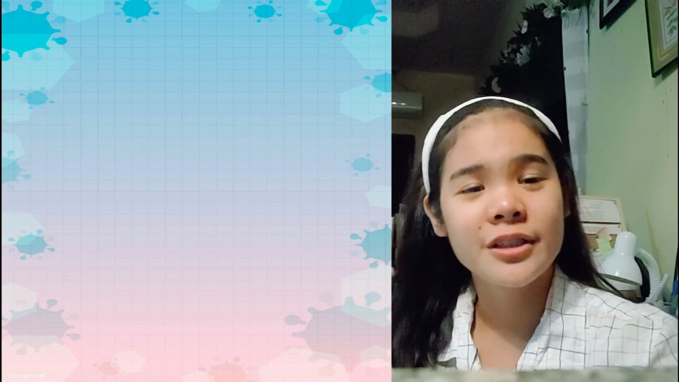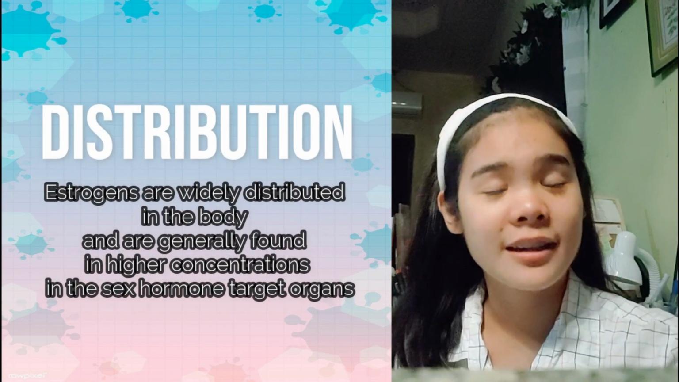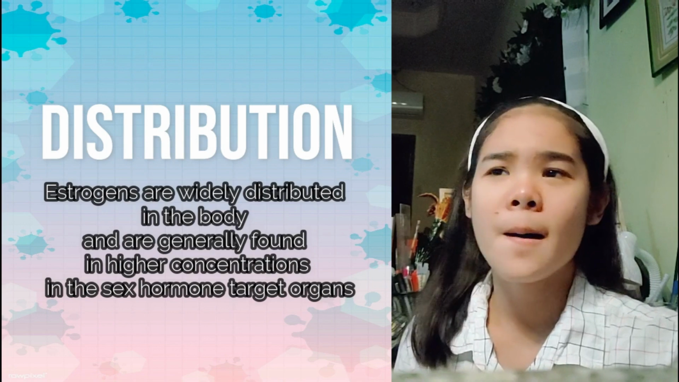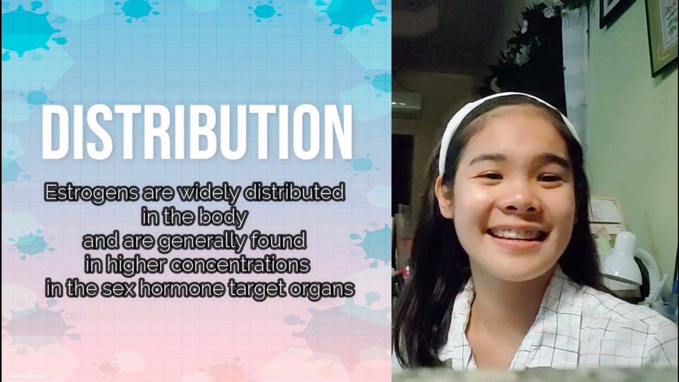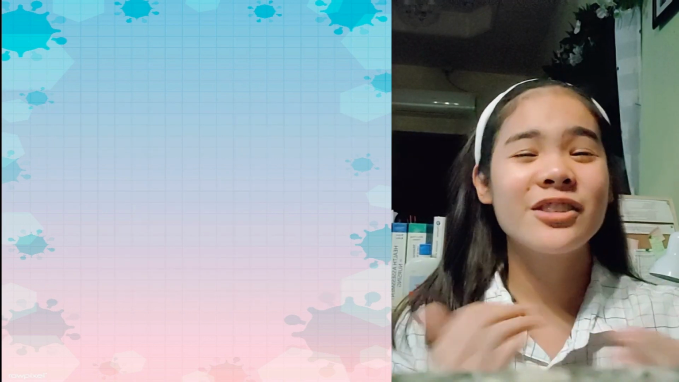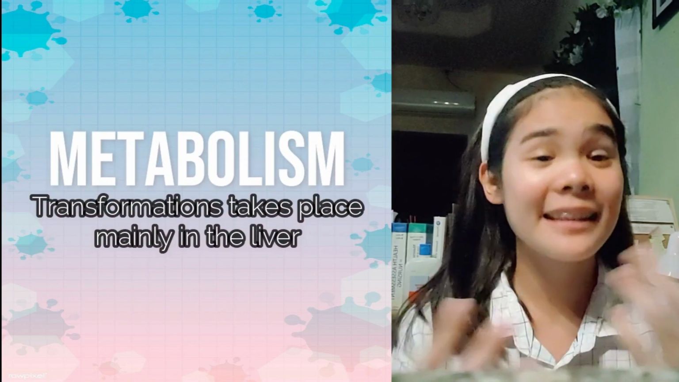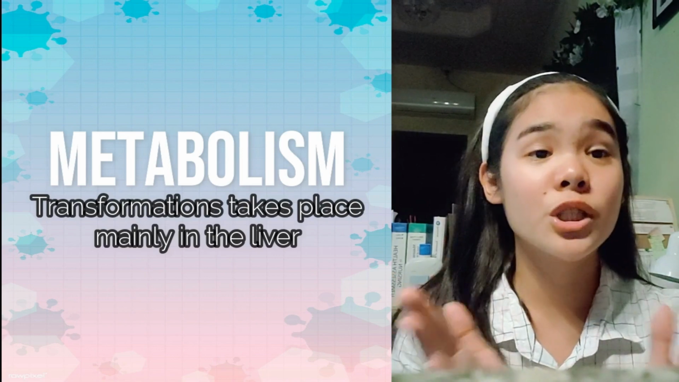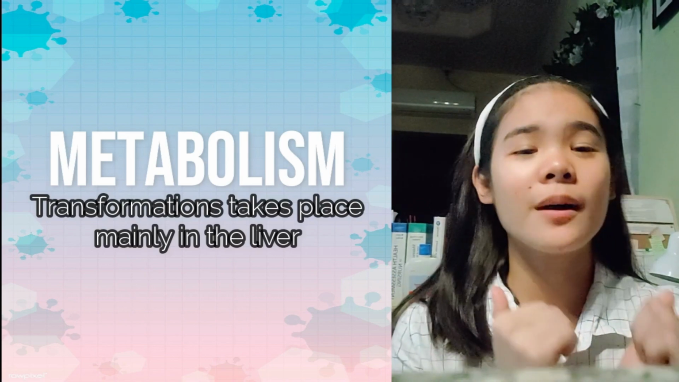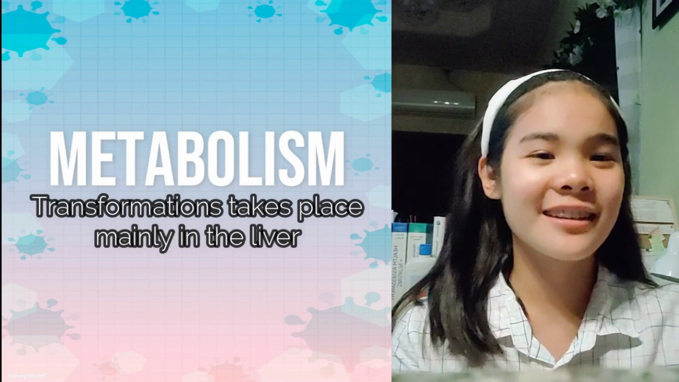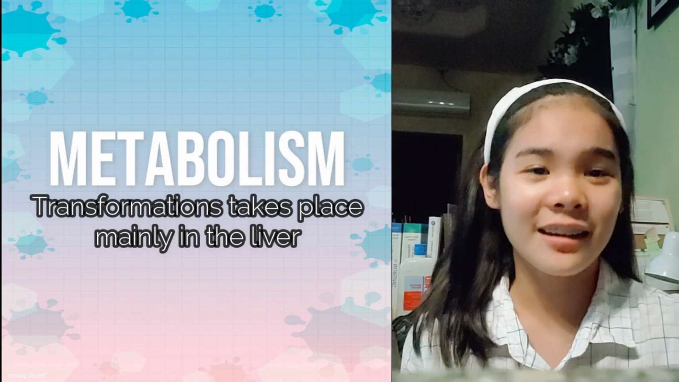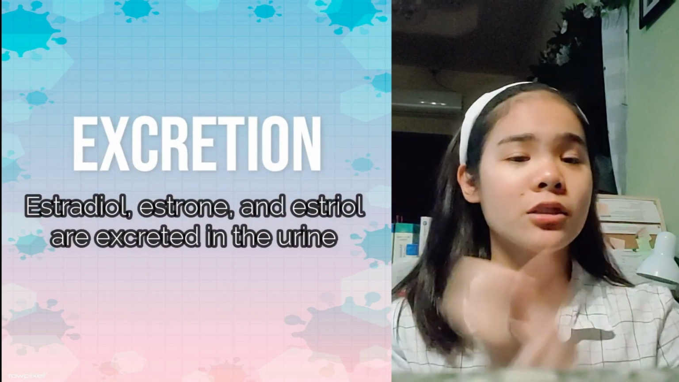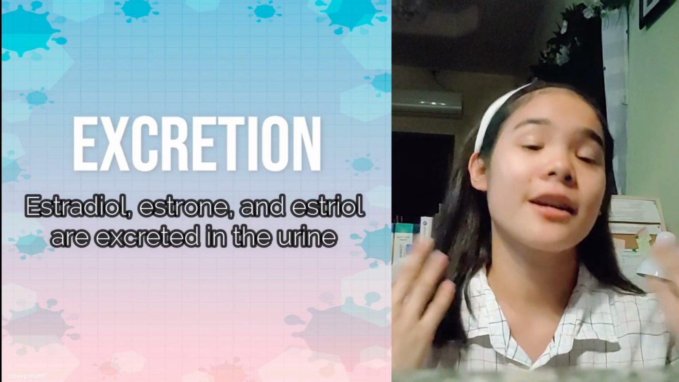And for the distribution, estrogens are widely distributed in the body and are generally found in higher concentration in the sex hormone target organs. And for the metabolism, this transformation takes place mainly in the liver. Estradiol is converted reversibly to estrone, and both can be converted to estriol, which is the major urinary metabolite. And for the excretion, estradiol, estriol, and estrone are excreted in the urine.